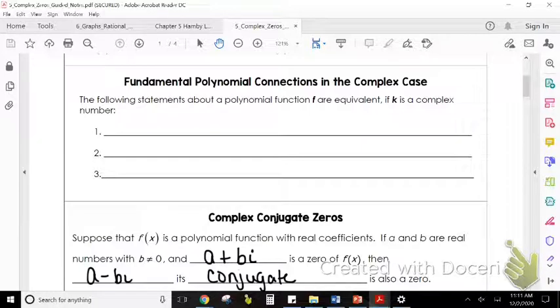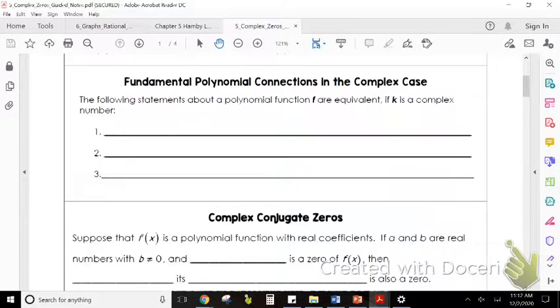Now conjugate just means that we're going to change the sign that's in front of the i. We've talked about conjugates before with imaginary numbers, and we've talked about conjugates before with radicals. So it's the same idea. They have the same pieces, different sign there in the middle.